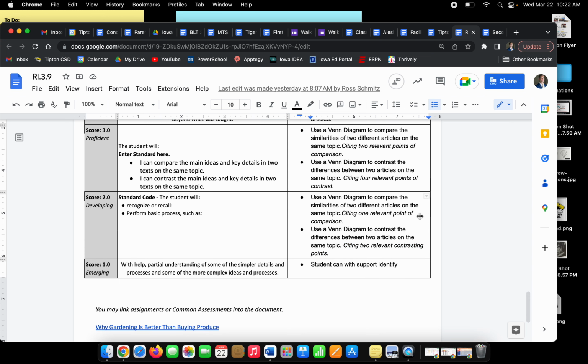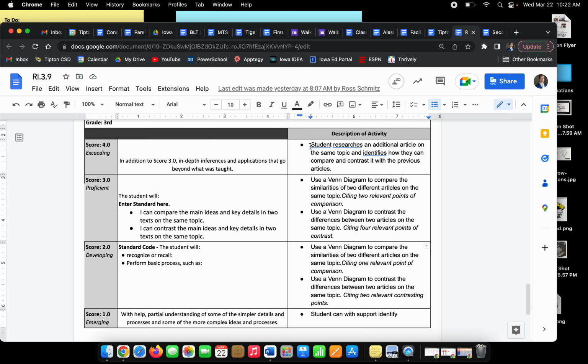And then one of the things they decided, in order for us to go beyond the standard, is if a student researched an article on the same topic and identified how they can compare and contrast the articles, that is going beyond the standard. It's not going to a 4th grade standard, it's just going above what they were asked to do in the specific 3rd grade standard that is still possible for them to do.